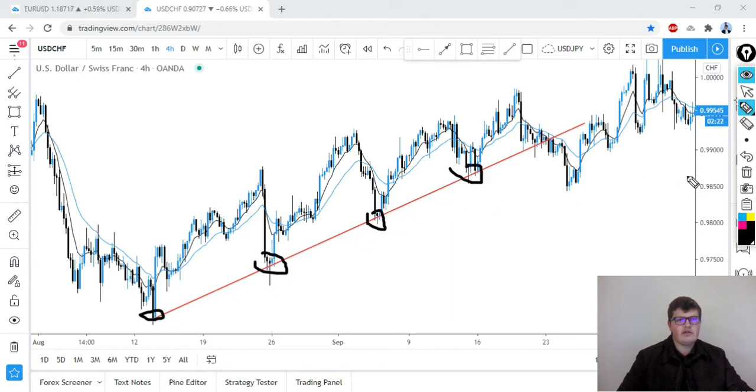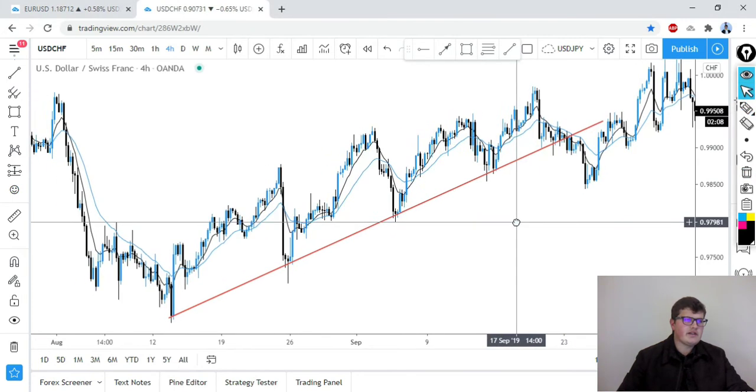So if you saw this specific move in the market, you could have entered long positions and taken price to over here. So this would have been a good trade setup. Now this is trend lines.